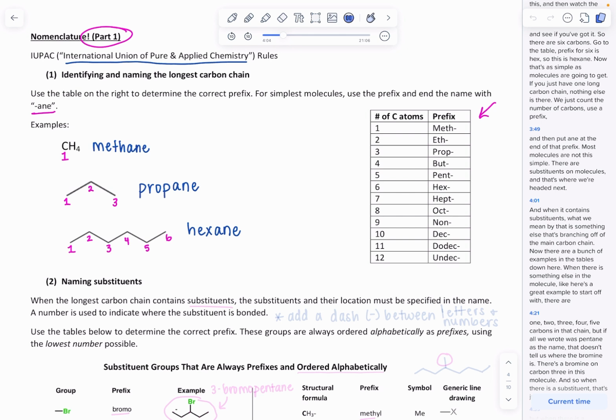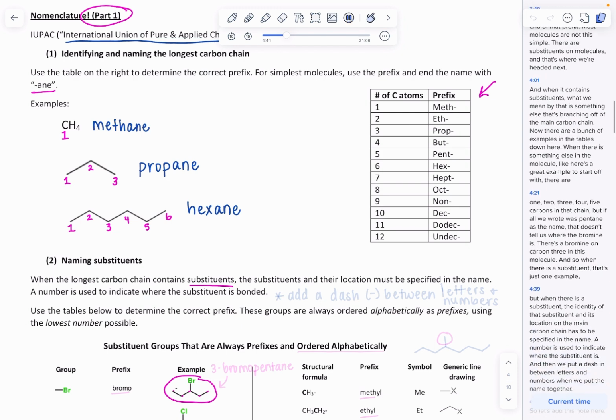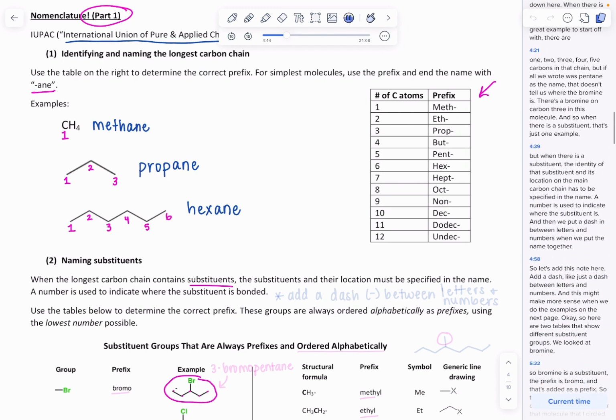Most molecules are not this simple. There are substituents on molecules, so that's where we're headed next. And when it contains substituents, what we mean by that is something else that's branching off of the main carbon chain. Now there are a bunch of examples in the tables down here. When there is something else in the molecule, here's a great example to start off with. There are 1, 2, 3, 4, 5 carbons in that chain, but if all we wrote was pentane as the name, that doesn't tell us where the bromine is. There's a bromine on carbon 3 in this molecule.